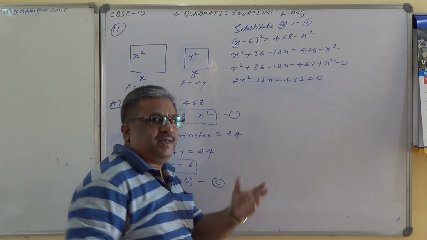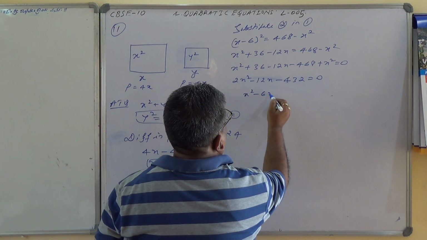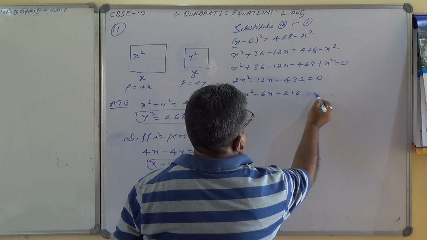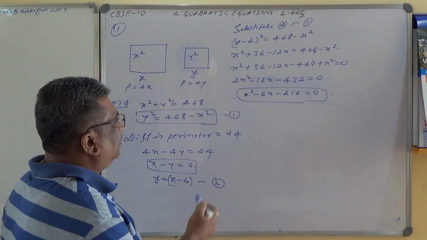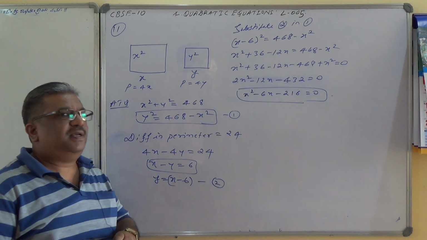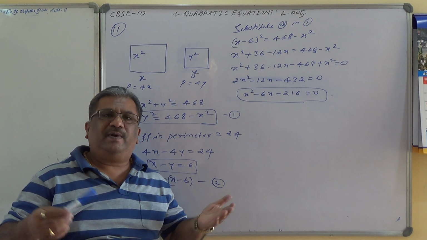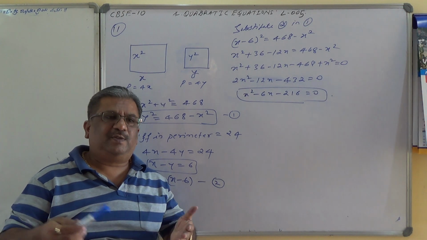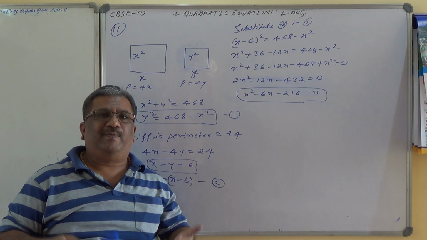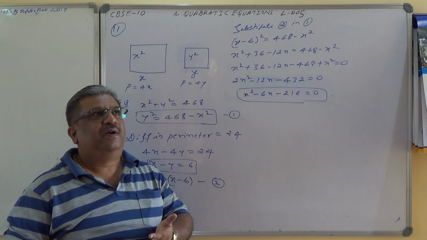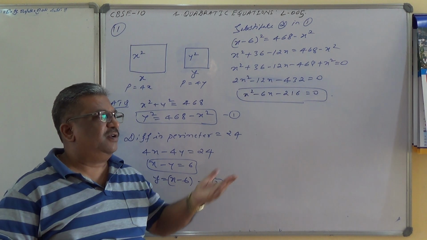You can simplify it, which gives x square minus 6x minus 216 equals 0. Solve this yourself using the quadratic formula. I have formed around 6-7 numericals on quadratic equations. Whenever you get negative values, be careful: speeds and dimensions of squares cannot be negative. Only positive values need to be accepted, even in number-related problems, and negative values should be discarded.